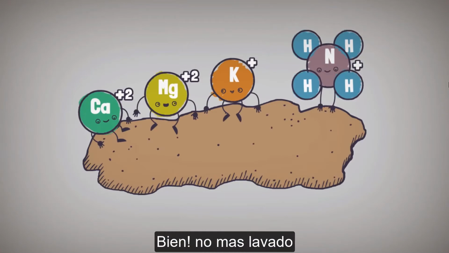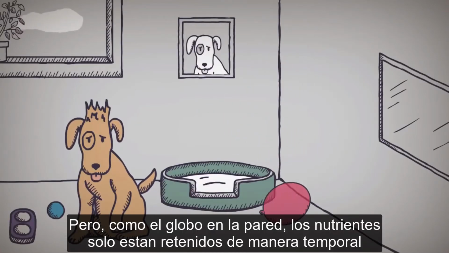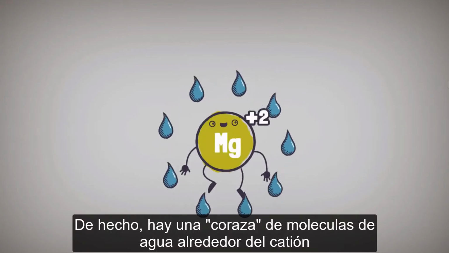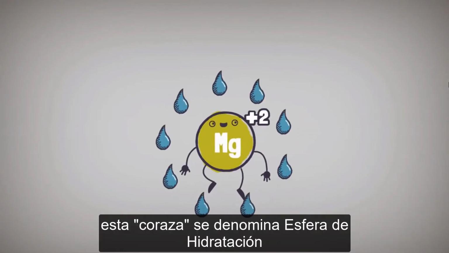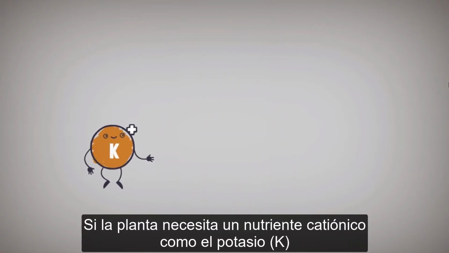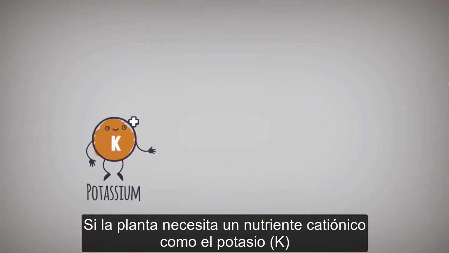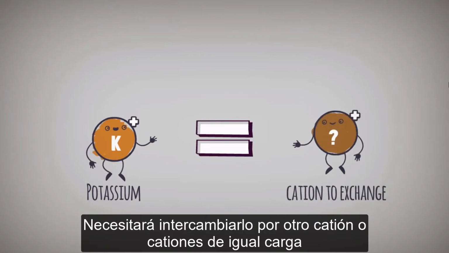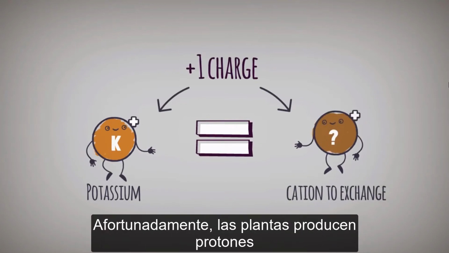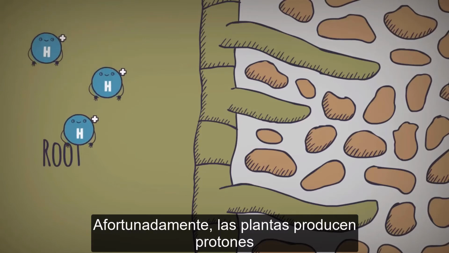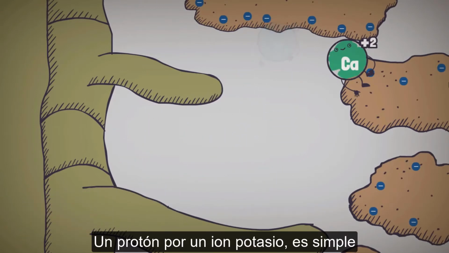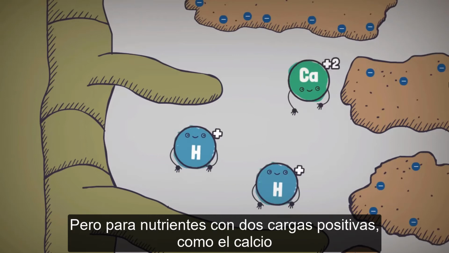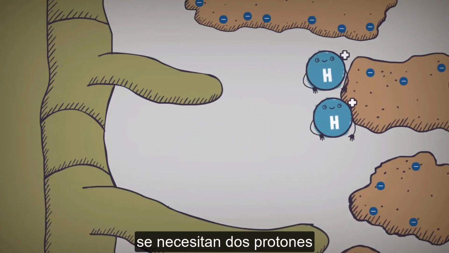Good. No more leaching. But like the balloon on the wall, the nutrients are only temporarily held. In fact, there's actually a shell of water molecules that forms around the cation, preventing it from bonding permanently. This shell is often called a hydration sphere. If a plant wants a nutritious cation like potassium, it will need to exchange it for another cation or cations of equal charge. Luckily, plants produce hydrogen cations that they can exchange. One hydrogen cation for one potassium cation. Easy enough. But for nutrients with a positive charge of 2, like calcium, 2 hydrogen cations are needed.